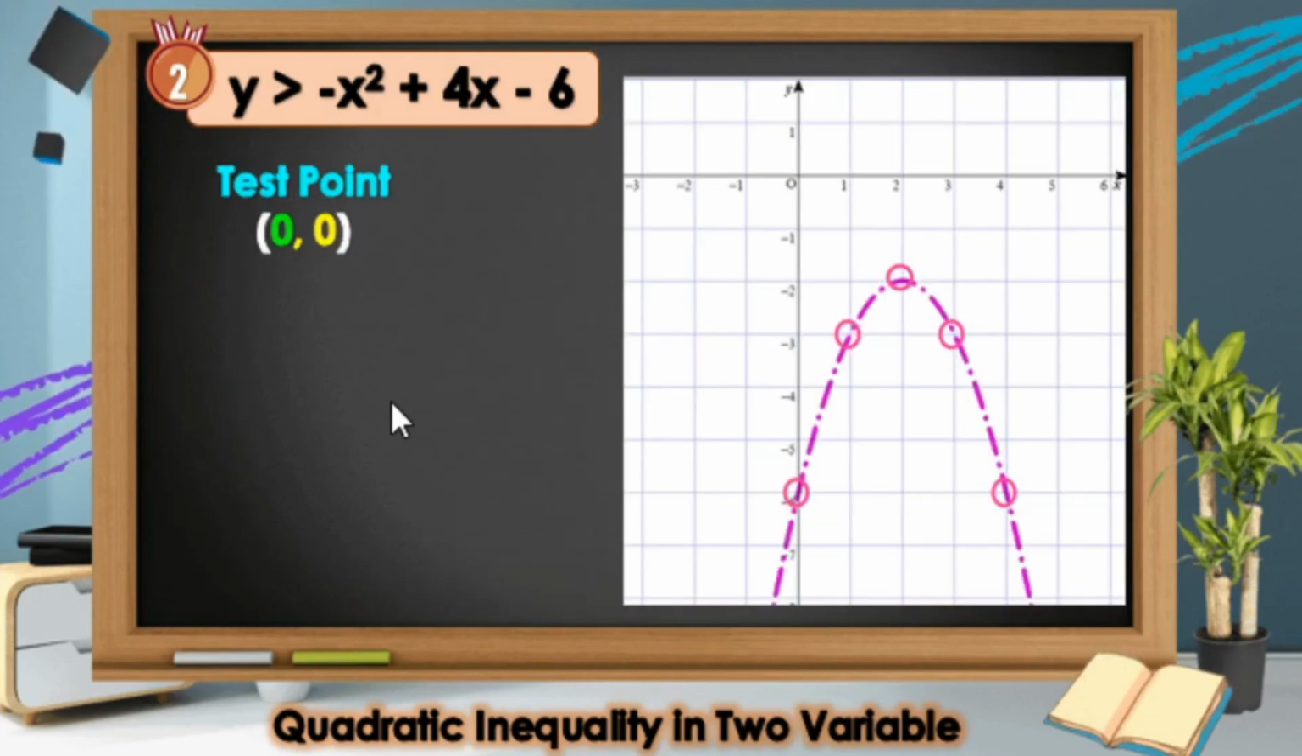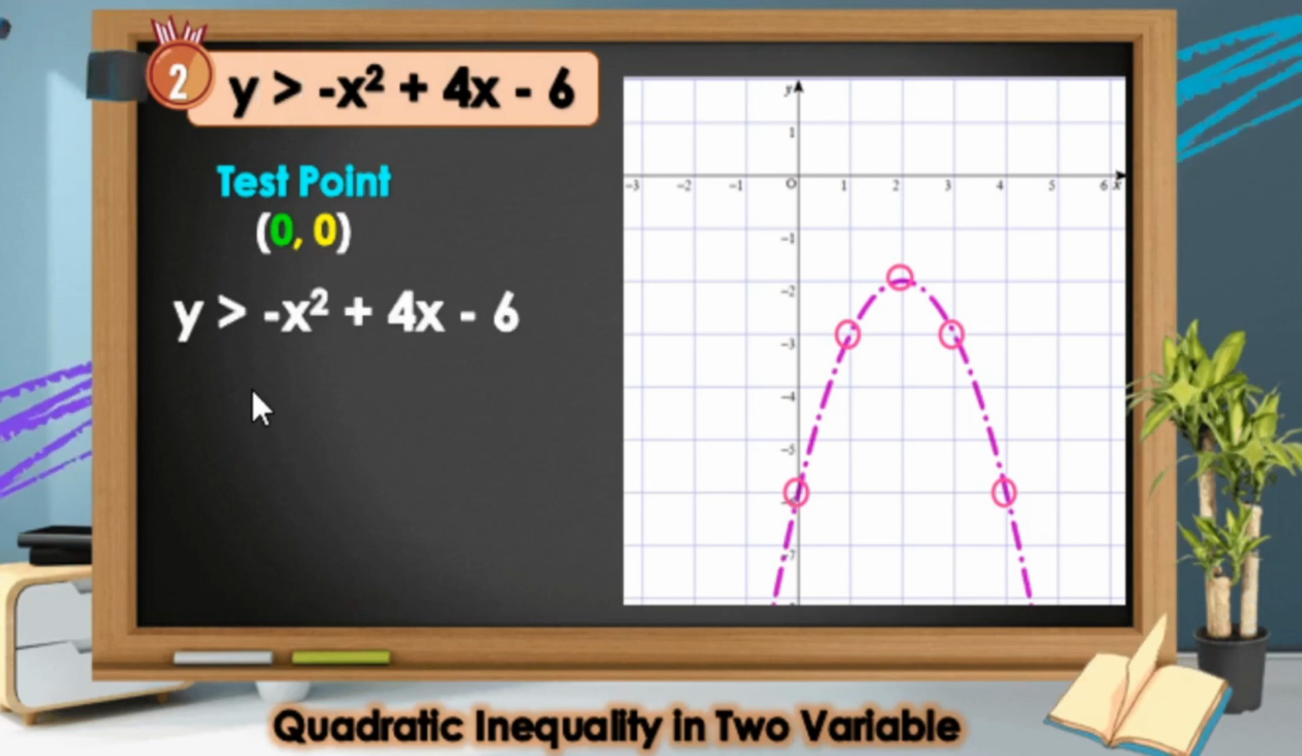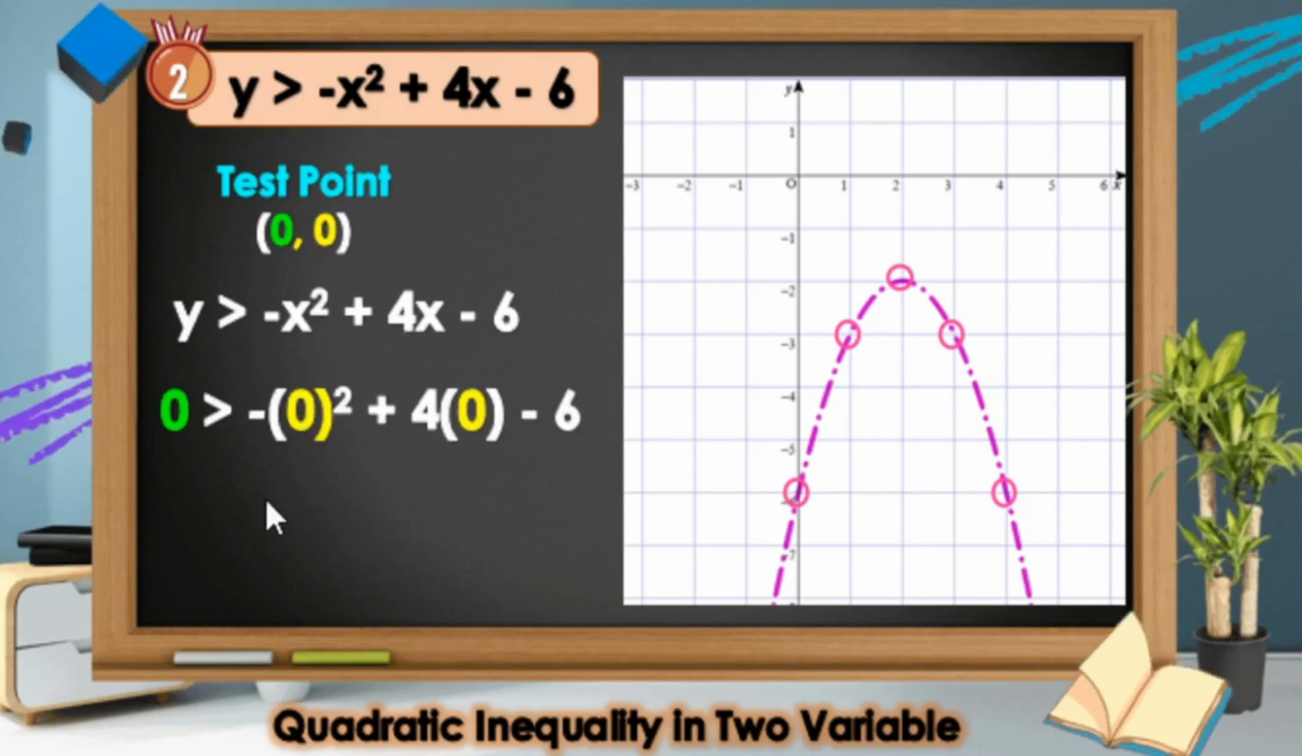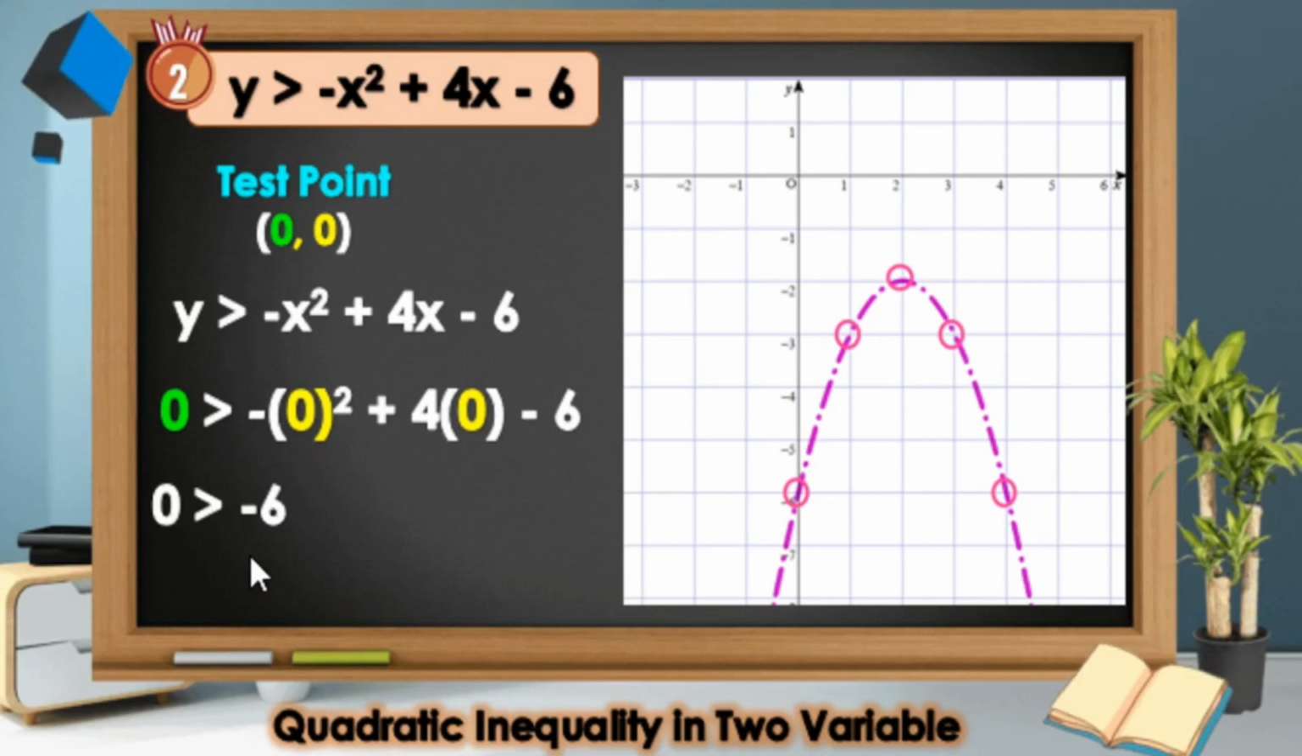And then, we have to test a point, no? And ang iti-test natin ay yung 0 and 0. X is 0 and y is 0. So, andito yung 0. So, substitute natin yung 0, 0 sa ating x and y, no? So, magkakaroon tayo ng y is greater than negative x squared plus 4x minus 6. Substitute natin yung 0, 0. So, we have 0 greater than negative times 0 squared plus 4 times 0 minus 6. So, we will have 0 is greater than negative 6.